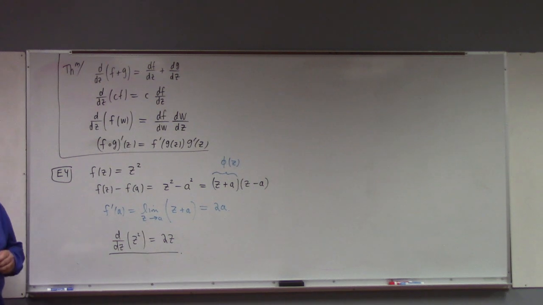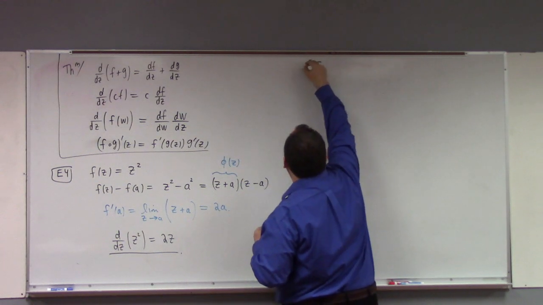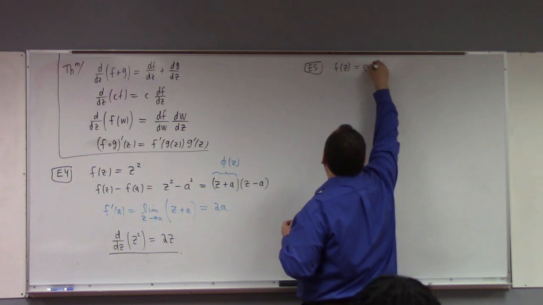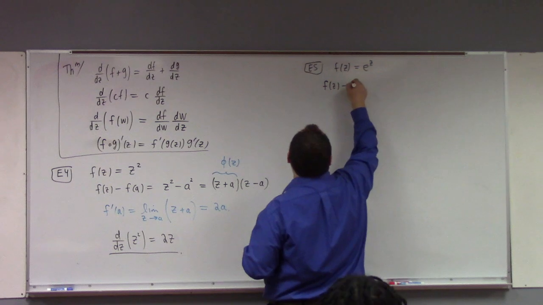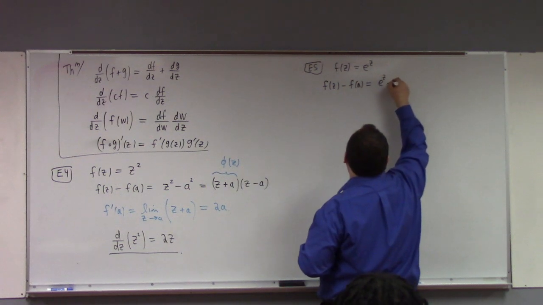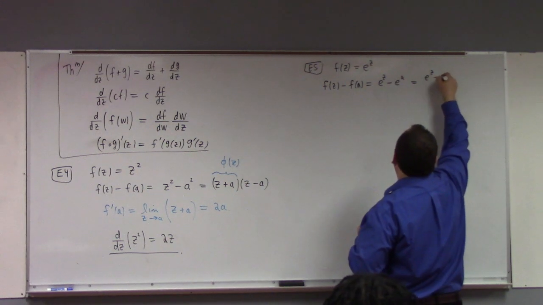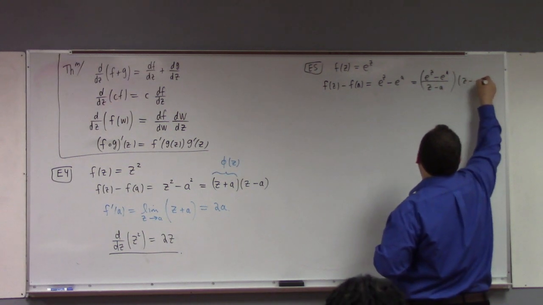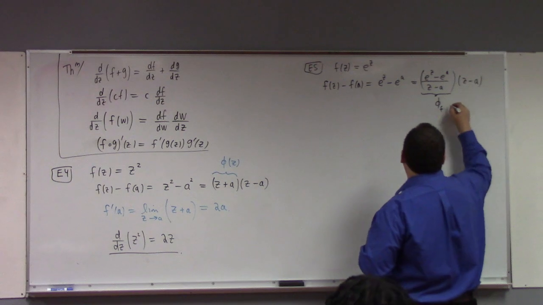Let's try our hand at something a little bit more troublesome. Example 5. I don't know how this is going to go. This is new to me, guys. I haven't tried this yet. e to the z. What happens if I look at f of z minus f of a for this thing? I get e to the z minus e to the a, and I can rewrite that as e to the z minus e to the a over z minus a, times z minus a. I can do that, right?